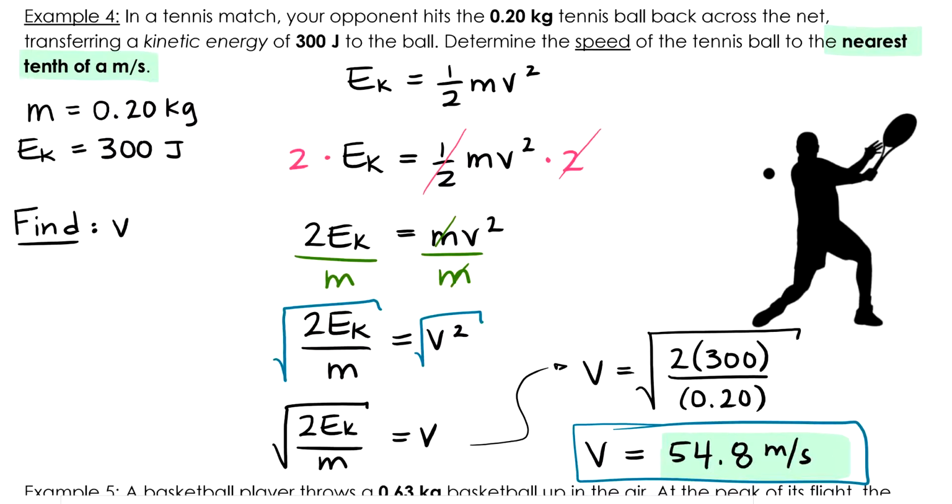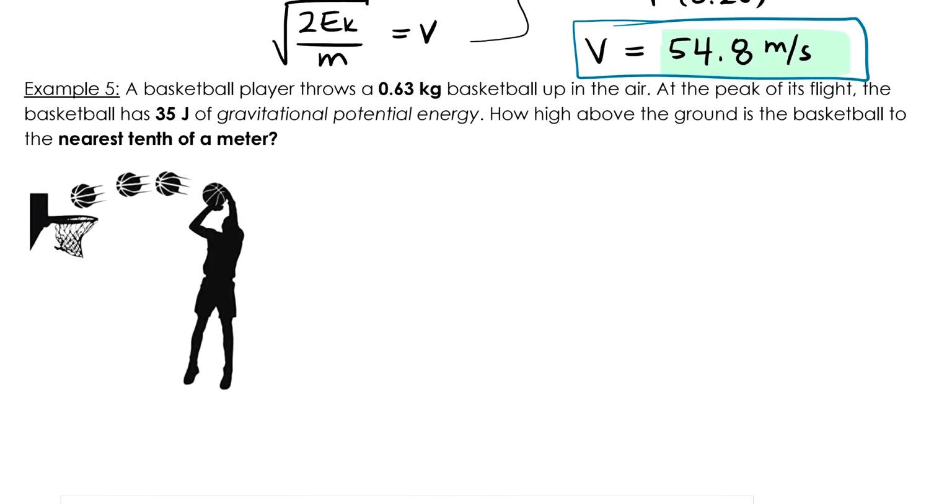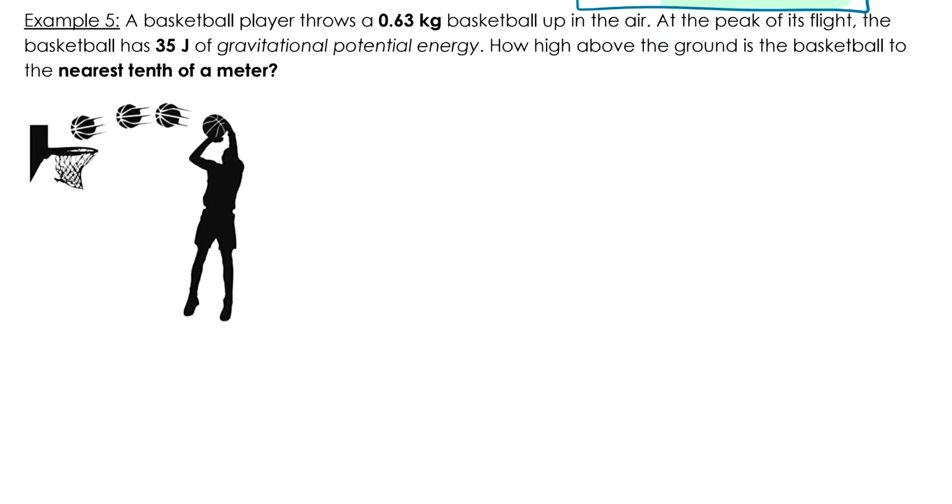All right, example 5, the last one of today's class. A basketball player throws a 0.63 kilogram basketball up in the air. At the peak of its flight, the basketball has 35 joules of GPE. How high above the ground is the basketball to the nearest tenth of a meter? I'm going to solve this through with you guys just to get a little more guided practice on the algebra, but you can also try this on your own instead of following along with us.